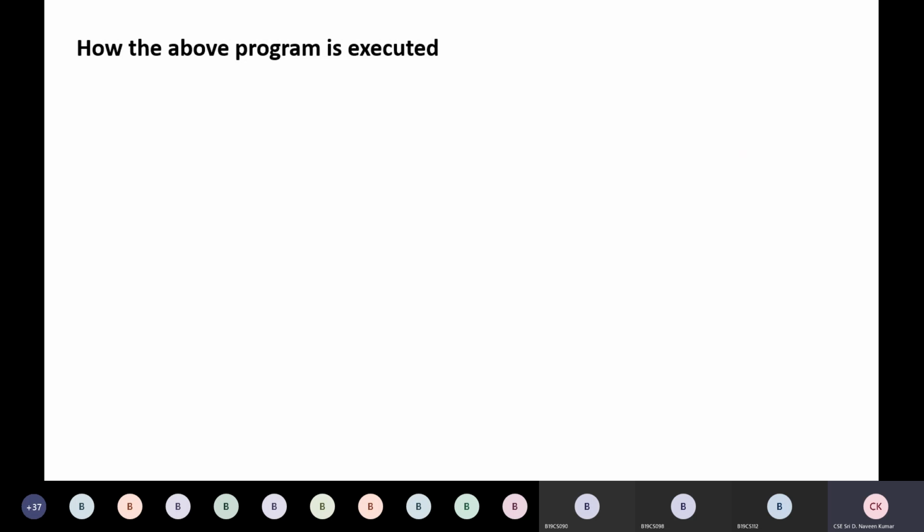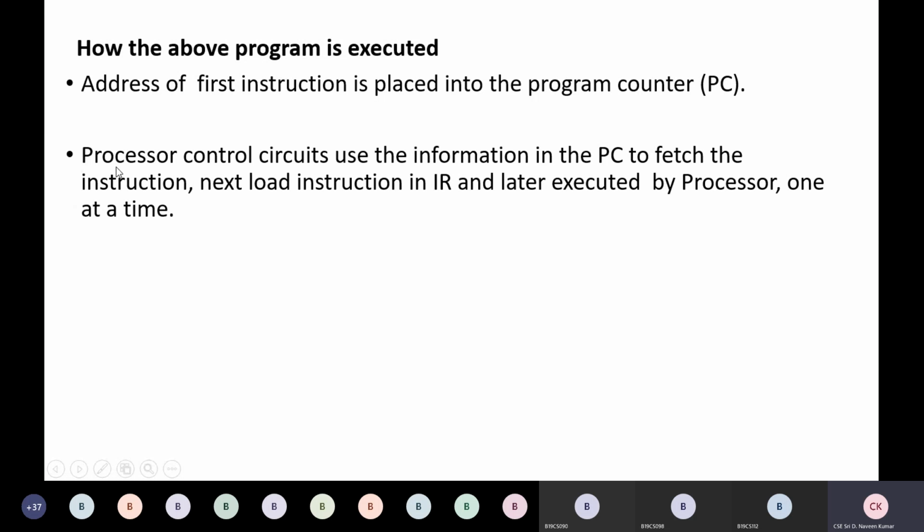So how is the program executed? We will see how the flow goes. We already know the address of the first instruction is placed in the program counter. And the processor control circuits use the information in the PC. That is, PC contains the address of the first instruction, so it uses that address to fetch the instruction.